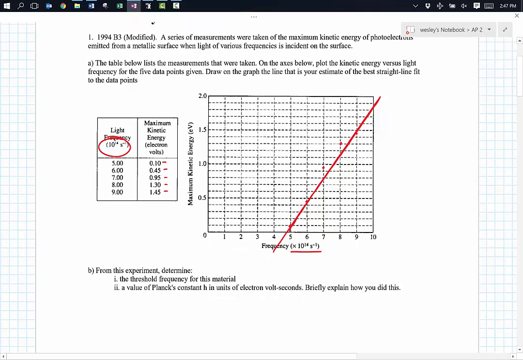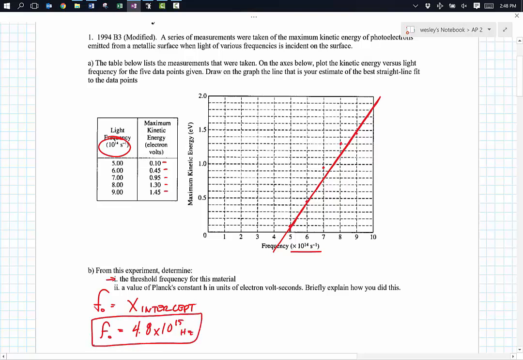So everybody's is going to be slightly different. For the threshold frequency, we know that that threshold frequency is the first time we see it moving. It's going to be the x-intercept. And so looking at that, we can say that mine looks like it's about 4.8, but you could have a range in there. It's going to be between 4 and 5, but 4.8 times 10 to the 14th hertz. You have to include that last little bit of the unit.